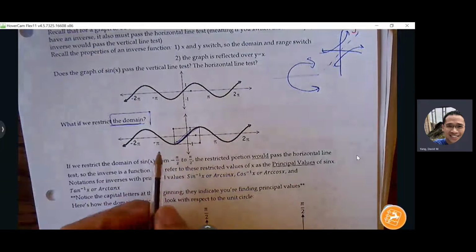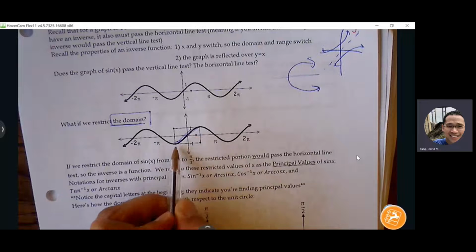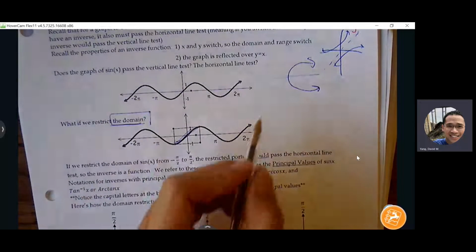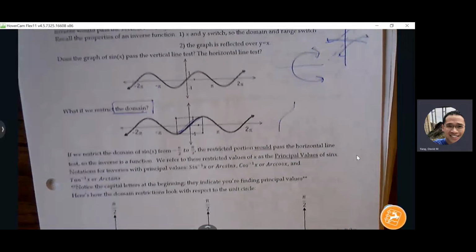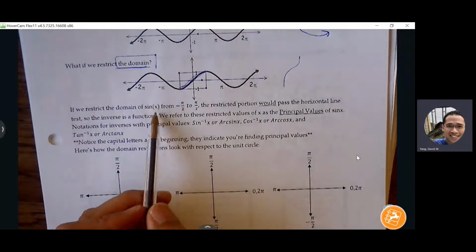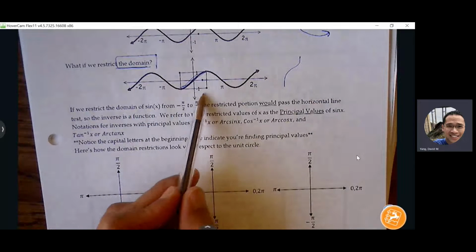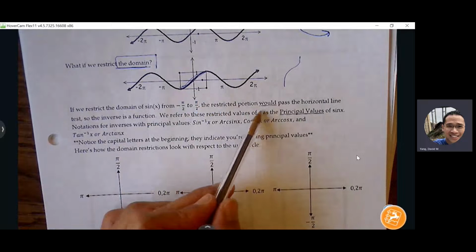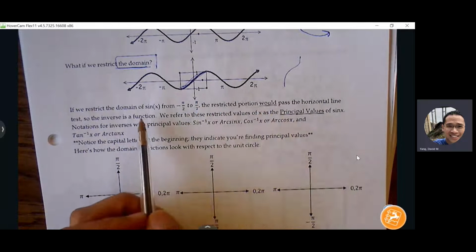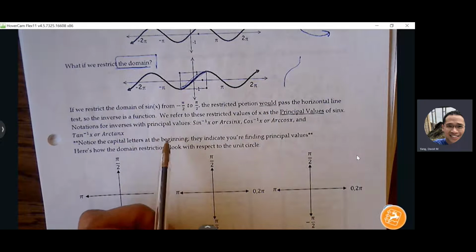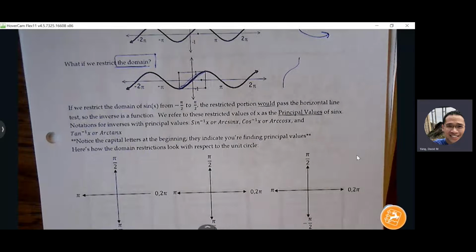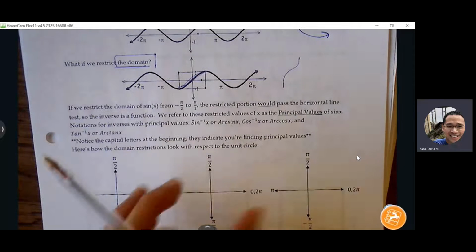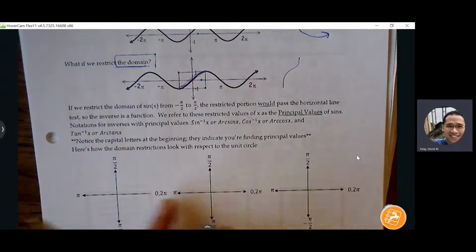We're only letting a portion of the graph be the function so that when we flip it, it will actually turn into a function. Okay. So if we restrict the domain of the sine graph from negative pi over 2 to pi over 2, then the restricted portion would pass the horizontal line test. Therefore, the inverse would be a function. Okay, so right now we don't have to worry about what the graph looks like. We just have to understand that this is leading to a couple of rules that we have to keep in mind.